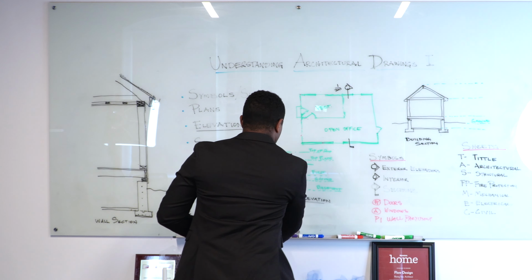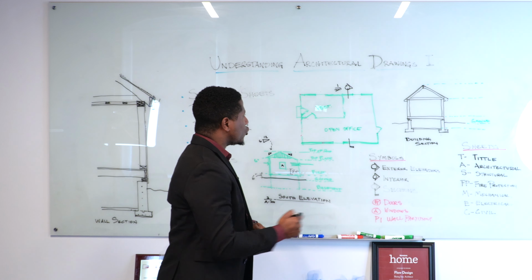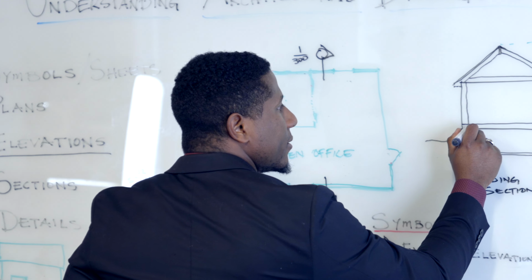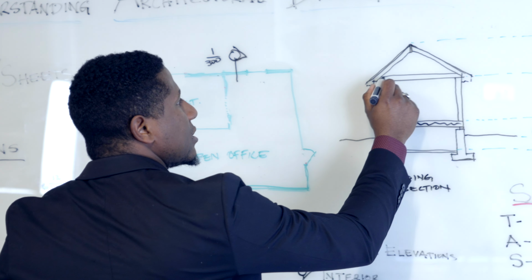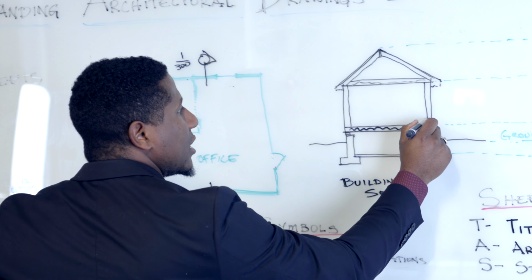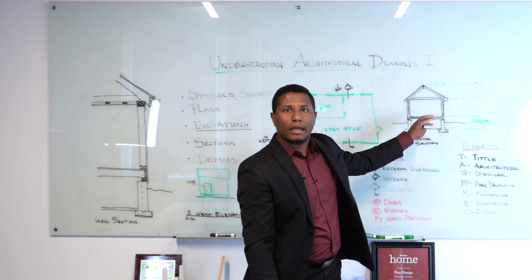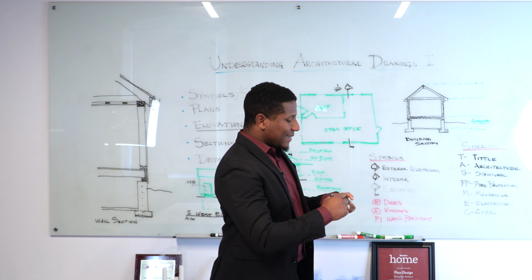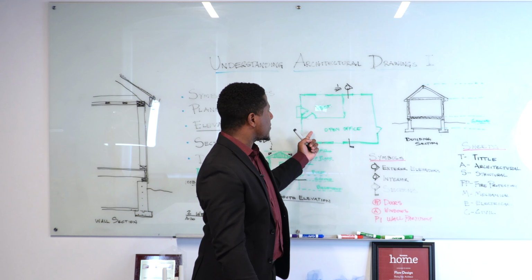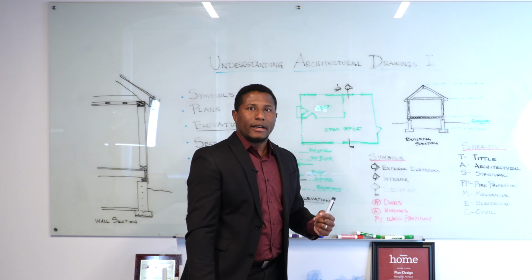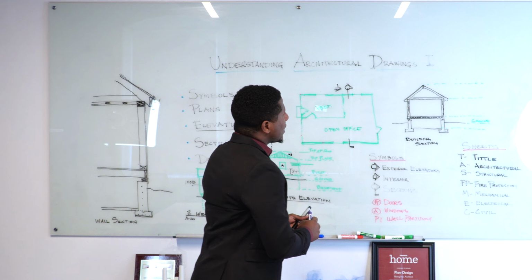Once again, sections are still kind of very generic. In sections, you can see the insulation value. You could see, oh, there is insulation here, there is insulation here, there's insulation on the walls. You can see where that is placed within the sections. But sections, in terms of scale, tend to be a little bit bigger than a floor plan.